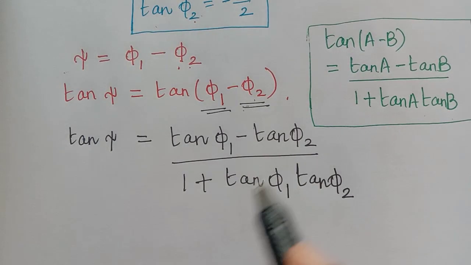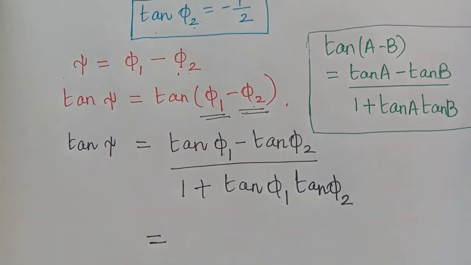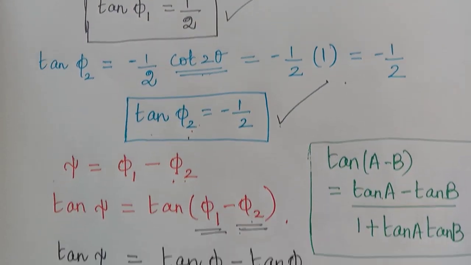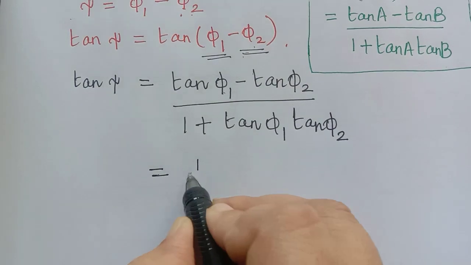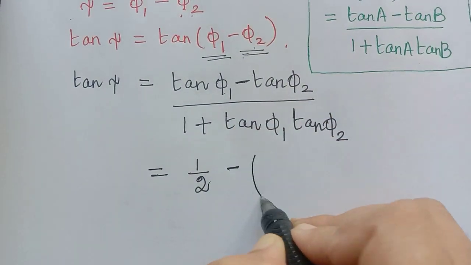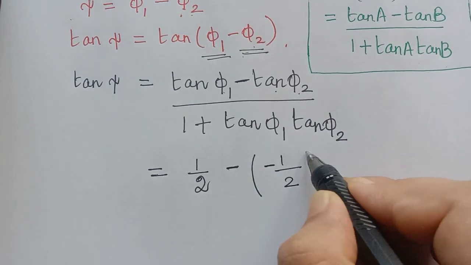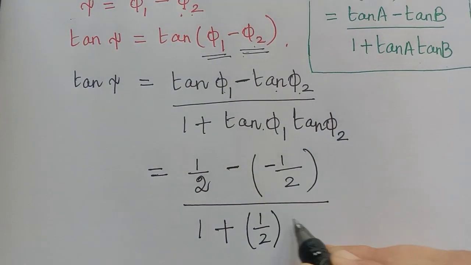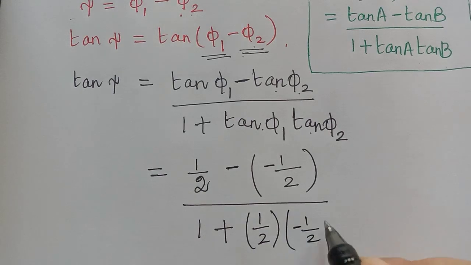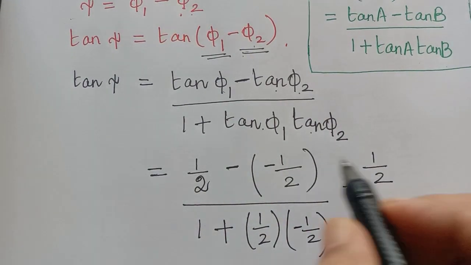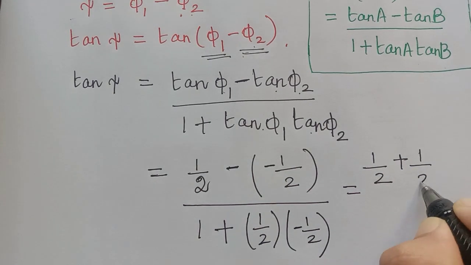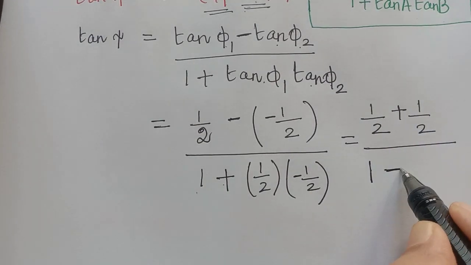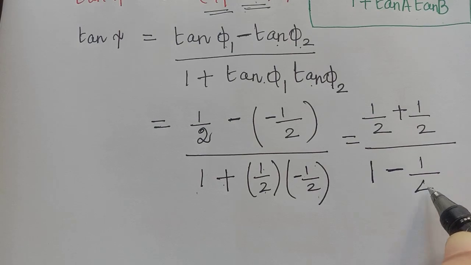Now let us substitute each of the values. So this will be equal to, what is tan phi 1? Tan phi 1 is equal to 1 by 2 and tan phi 2 is equal to minus 1 by 2. So we will substitute that over here. So tan phi 1 is 1 by 2, this minus, and tan phi 2 is minus 1 by 2. So minus of minus 1 by 2 the whole divided by 1 plus tan phi 1 is 1 by 2 multiplied with tan phi 2 is minus 1 by 2. So in the numerator we will have 1 by 2, minus into minus is plus 1 by 2, the whole divided by, in the denominator 1, this plus into minus will become minus and 1 by 2 multiplied with 1 by 2 will become 1 by 4.